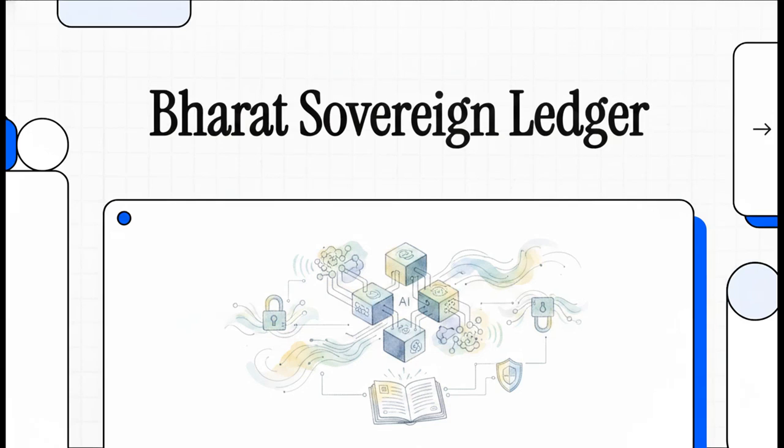Welcome to The Explainer. Today, we're diving into a really exciting hackathon demo called the Bharat Sovereign Ledger. We're going to unpack a platform that essentially marries decentralized cryptographic ledgers with state-of-the-art AI. It's a system purpose-built to tackle the big ideas of digital sovereignty and constitutional alignment. So if you've ever wondered how we might actually secure our digital rights using modern tech, let's jump right in.